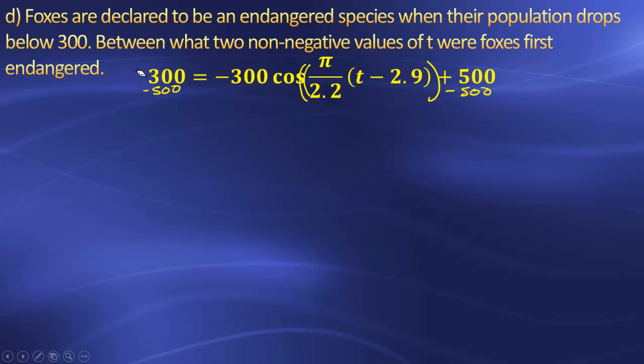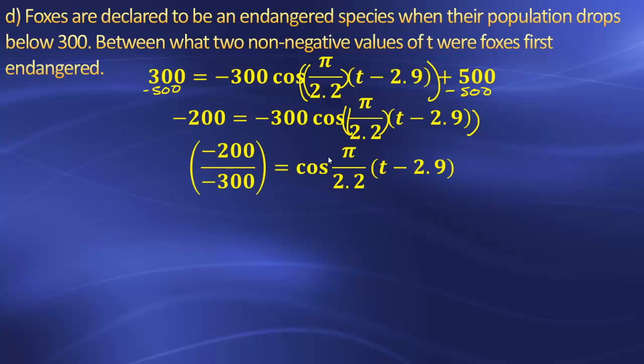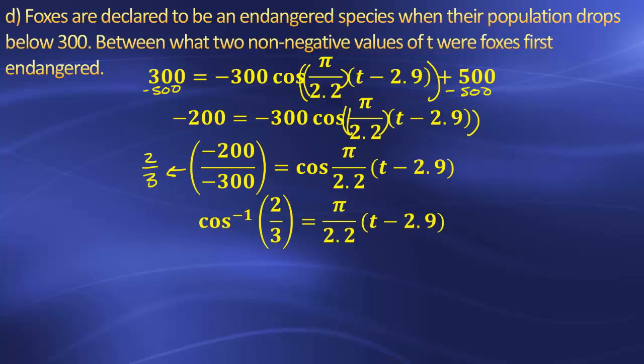Which will give you negative 200 equals negative 300 cosine of pi over 2.2 times t minus 2.9, so that's all quantity. And then we're going to divide both sides by negative 300. This is going to become positive 2/3. Now you need to get rid of this. Remember, this isn't cosine times pi. You're not dividing both sides by cosine of pi divided by 2.2. You need to get the cosine away by itself.